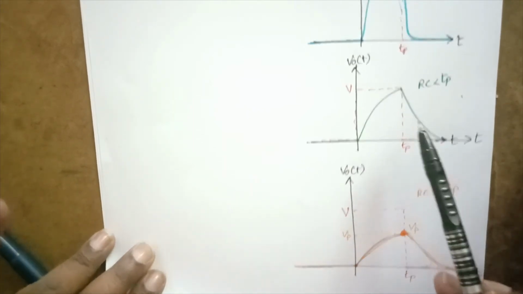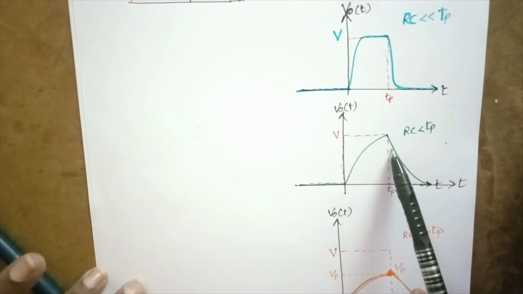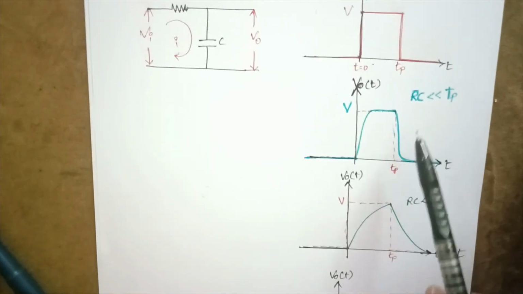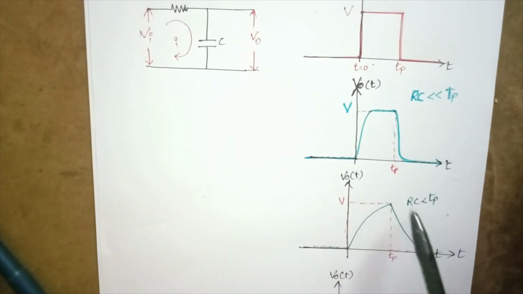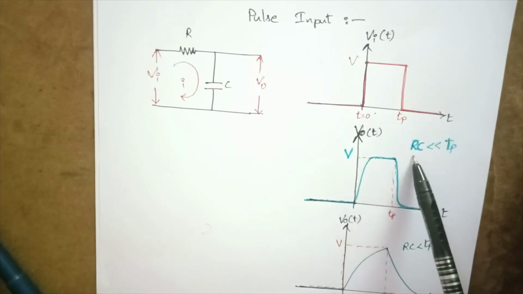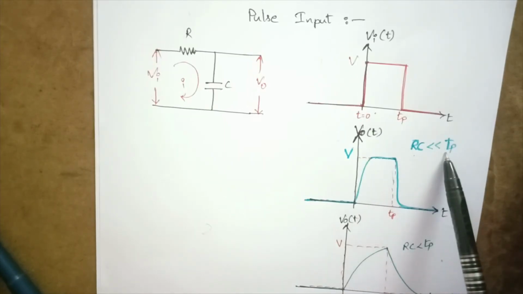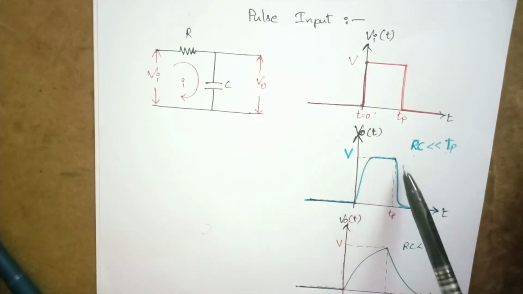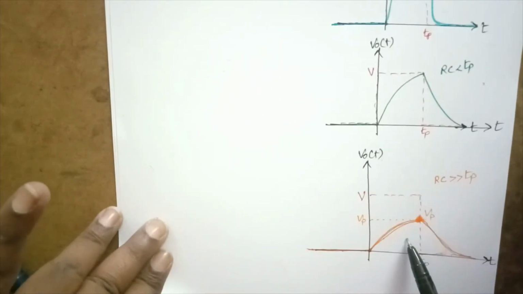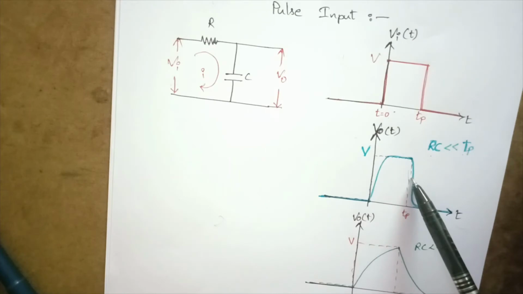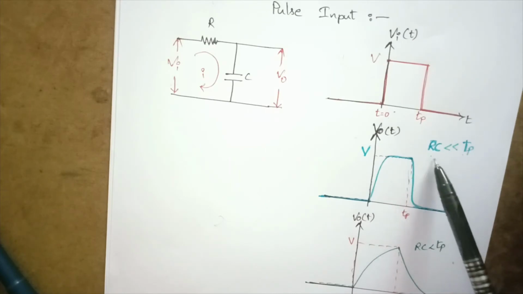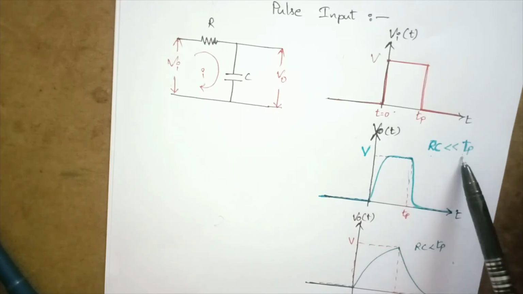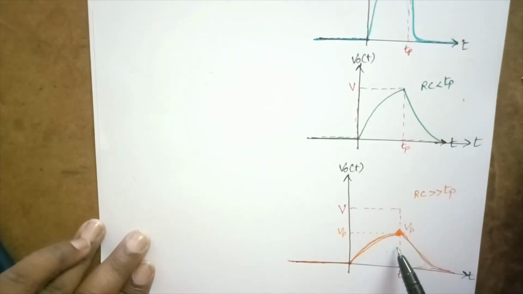If it is a little near to Tp, then we are getting minimum distortion. If the time constant is very small compared to the pulse width, then we are getting minimum distortion. So here distortion is more, here it is moderate, here it is minimum. So which one is best? If the RC value is much less than Tp. But we are taking the worst case situations.